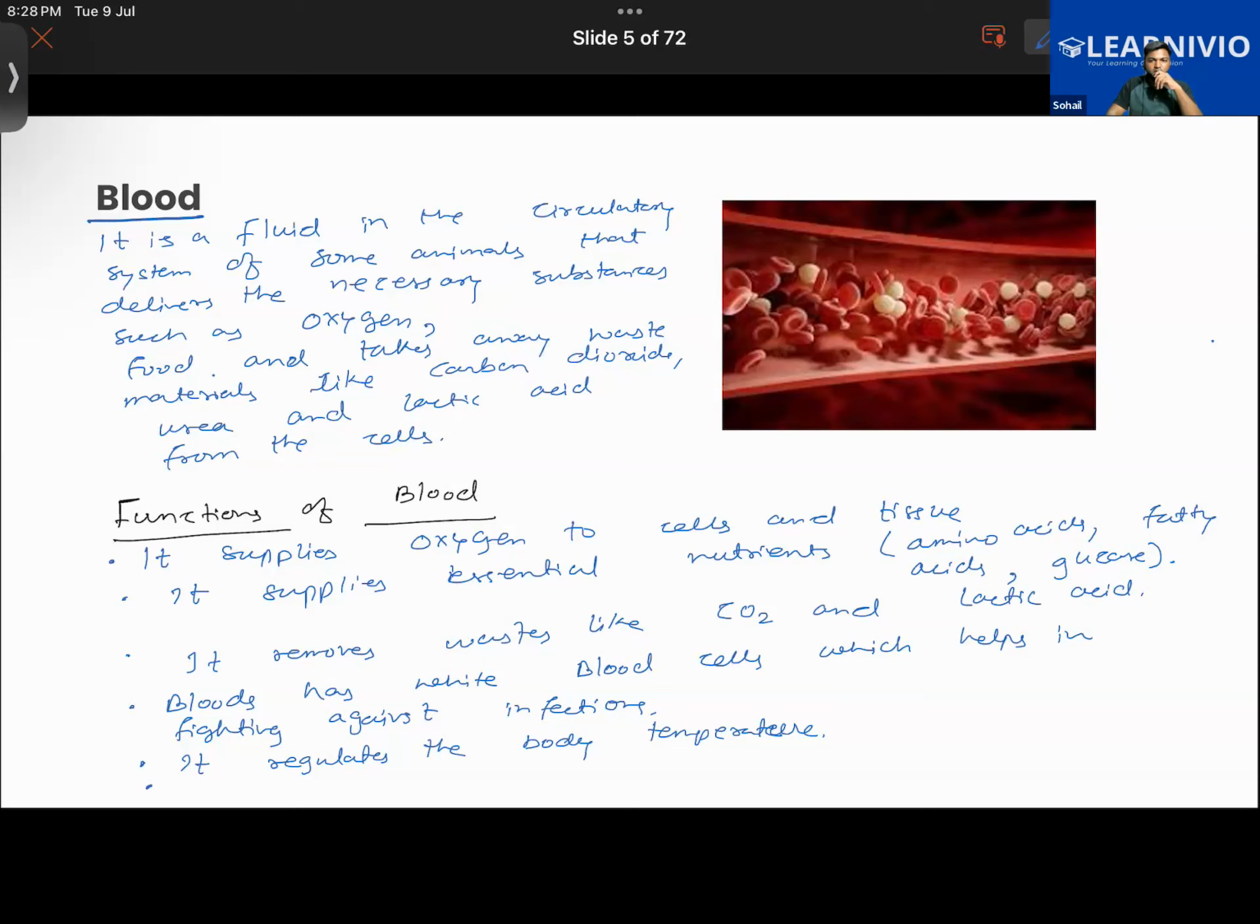Sir, what's in the bracket after acid in the functions of blood? Oh, actually, L is missing here. Glucose. G-L-U-C-O-S-E.